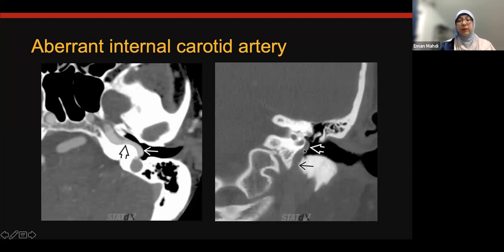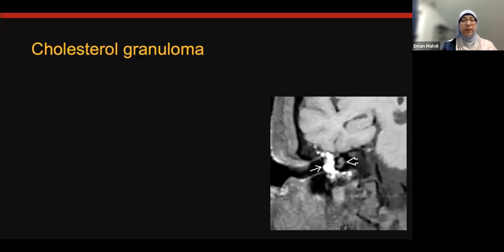So that's the appearance. That's the non-contrast CT. You see a tubular structure within the middle ear cavity, but then on the CTA, it's clearly continuing to the internal auditory canal, connected to the internal carotid artery.